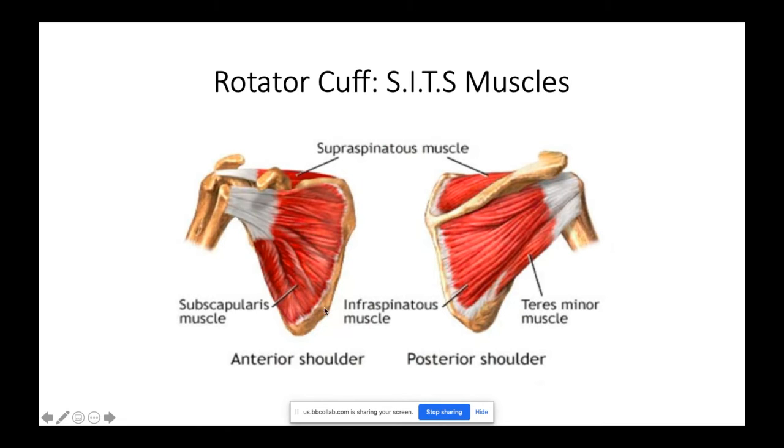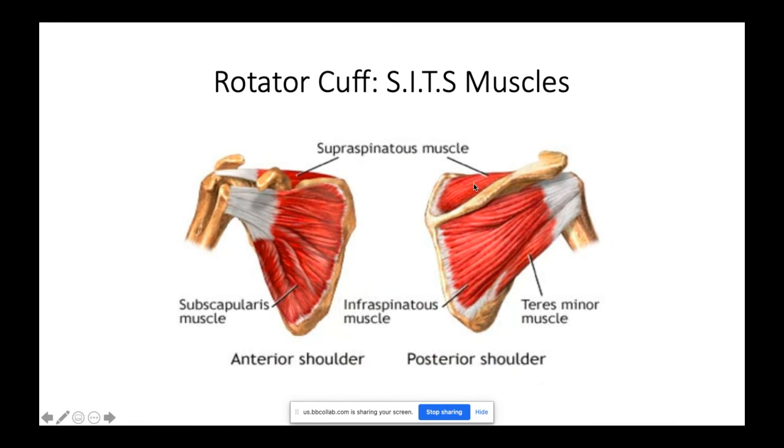On the anterior part of the scapula, there's your subscapularis. So this one originates on the subscapular fossa. This one originates on the supraspinous fossa. This one originates on the infraspinous fossa. Now, what are their actions?